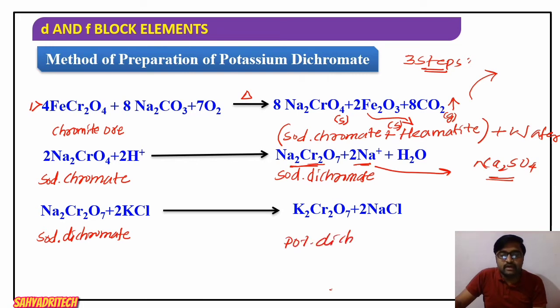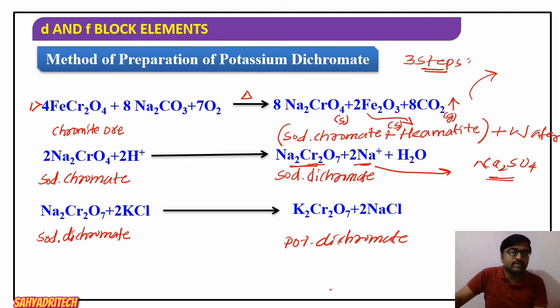And what is the side product? On standing, crystals of potassium dichromate are obtained, and sodium chloride, being soluble, can be separated on filtration. So in the third step, sodium dichromate, on treating with the calculated amount of potassium chloride, gives potassium dichromate. This is the method of preparation of potassium dichromate.